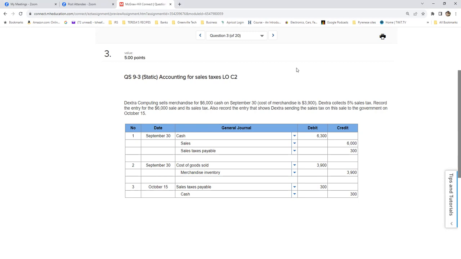Now, the next entry, you should know well by now: we have to record the cost of goods sold. We're going to debit cost of goods sold for $3,900 and credit merchandise inventory for $3,900. And then finally, when we pay the sales tax next month, we're going to debit sales tax payable to remove that liability, and we're going to credit $300 in cash, which is the amount we're going to send to the government.